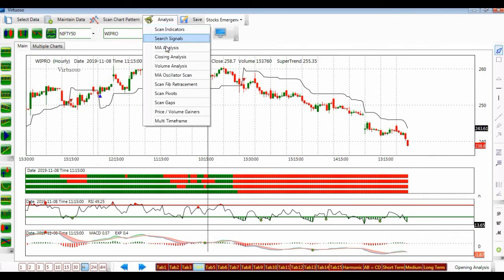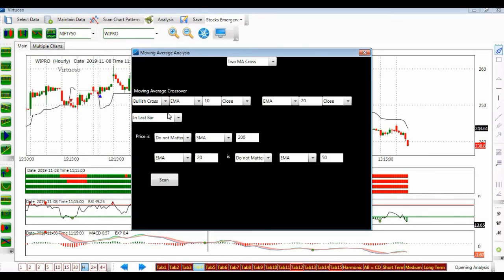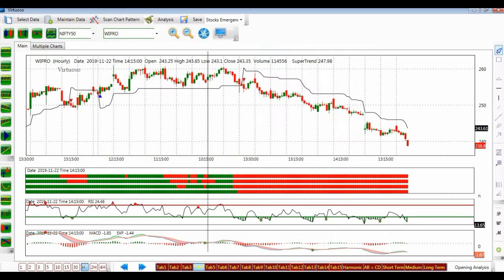Now the next one is MA analysis. Moving average analysis is simplified in this software. So you can put moving average crossovers. You can set a parameter here, and then you can give your price details here, and you can go ahead. Now you could save this study and the layout in the form of images. So this is the power of Virtuoso software, which I have explained to you right now.